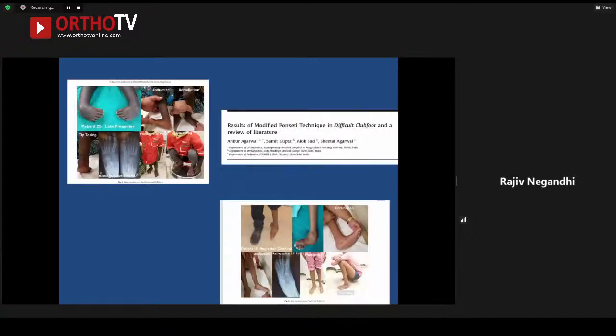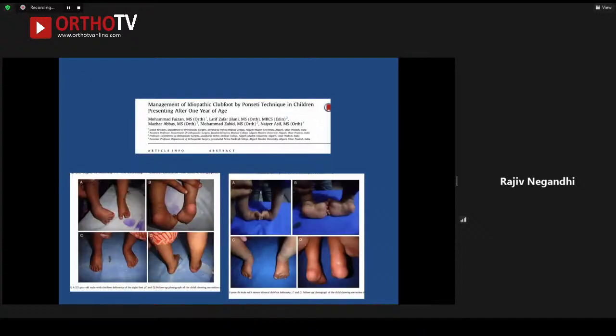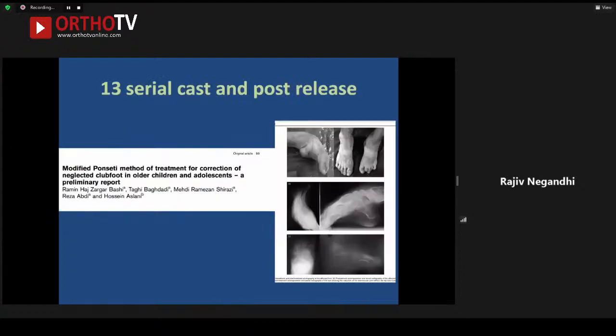Another paper by Agrawal et al. has also shown that you can successfully treat clubfoot by the Ponseti method in a walking age group. Another paper which talks about treatment by the Ponseti method after 1 year of age is from Iran, in which they treated with 13 serial casts and a posterior release to achieve a painless plantigrade foot.